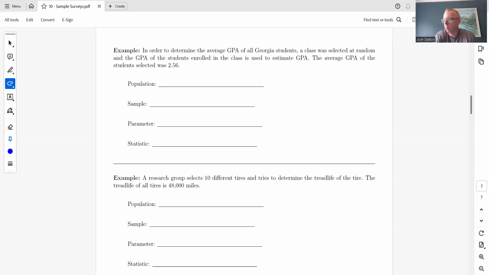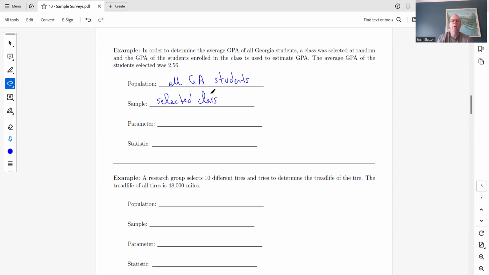So let's look at a couple of examples. We're on page 3 in the notes. So in order to determine the average GPA of all students, a class was selected at random, and the GPA of the students enrolled in the class is used to estimate GPA. The average GPA of the students selected was 2.56. So the population here, the larger group that we're wanting to learn about would be all Georgia students. And then the sample would be the selected class.